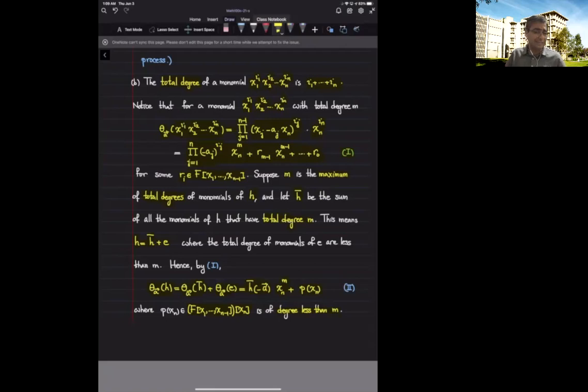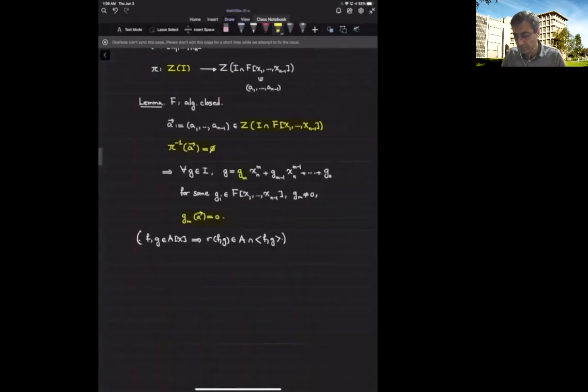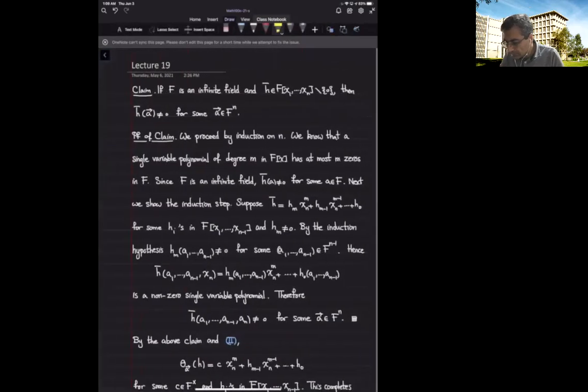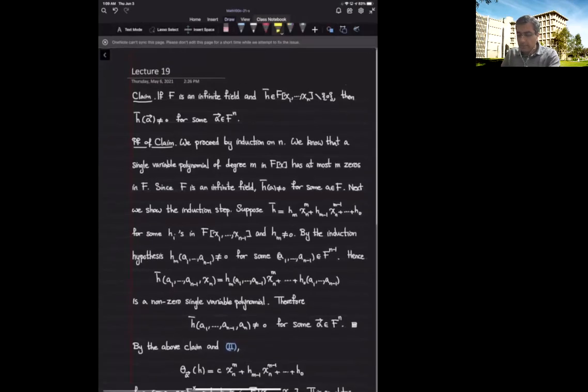So next, we are going to show an easy claim: if I give you a non-zero multivariable polynomial over an infinite field, you can always find some value, some vector, where the value of this polynomial is not zero. Okay, so let's see what the claim is, and let's try to prove this. So this is the claim. If F is an infinite field, and I give you a non-zero polynomial, then for some a, the value of this polynomial cannot be zero. We are going to prove this by induction on the number of variables.